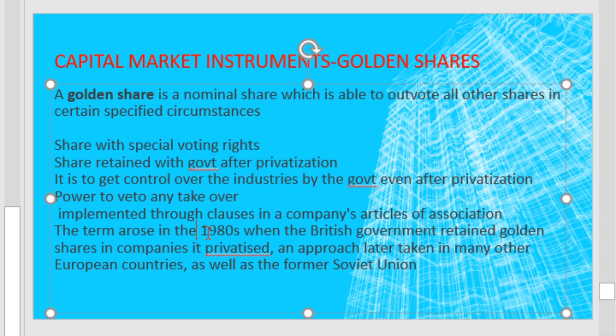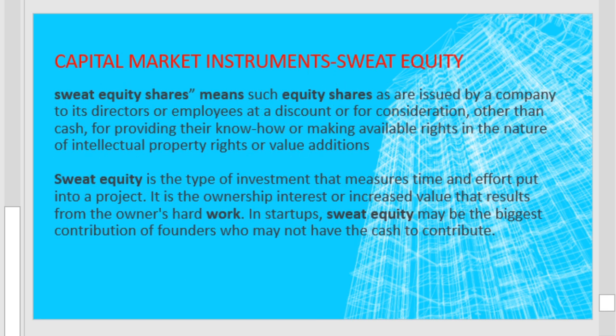They have the power to veto any takeover or changes in the shareholding pattern. It is implemented through a clause in a company's articles of association. This term arose in the 1980s when the British government retained golden shares in companies that were privatized, and this approach was later taken up by many European countries, as well as the Soviet Union.